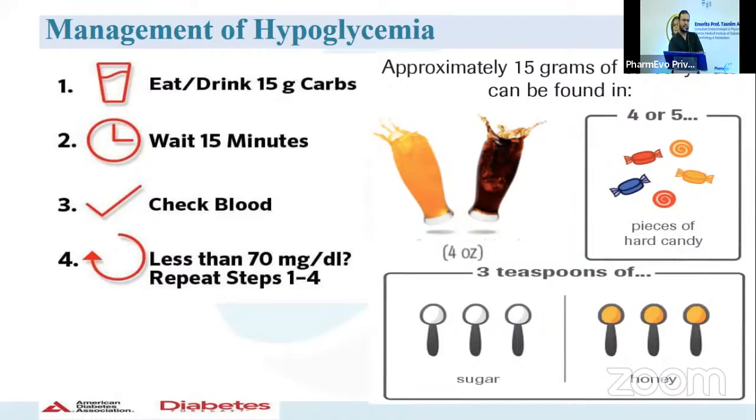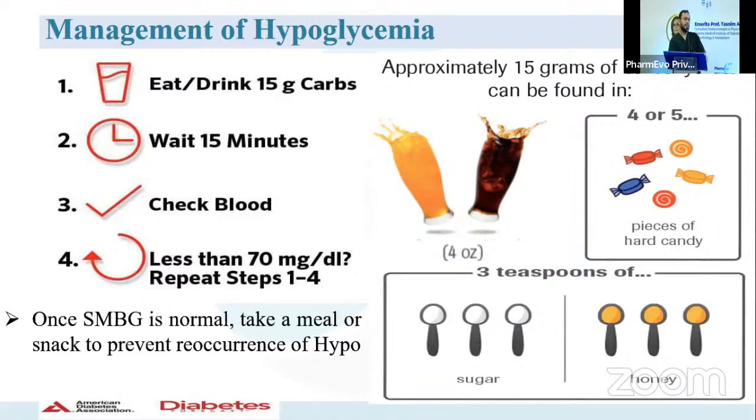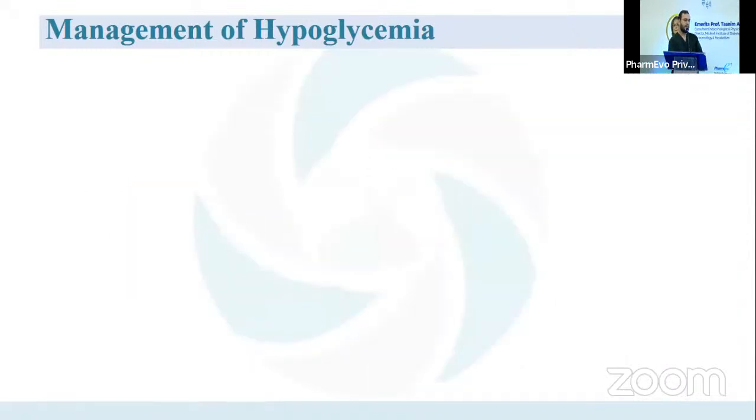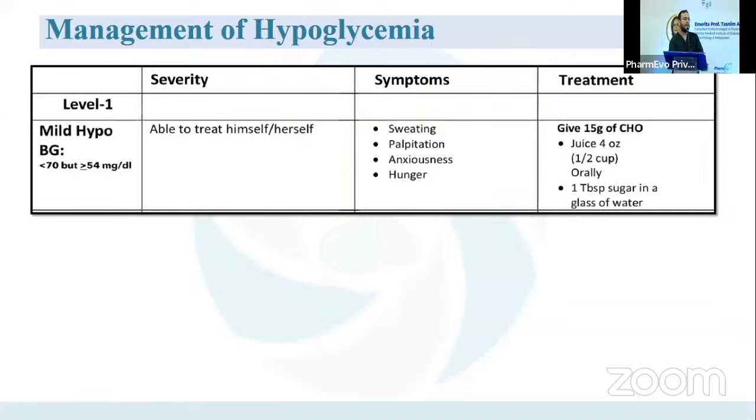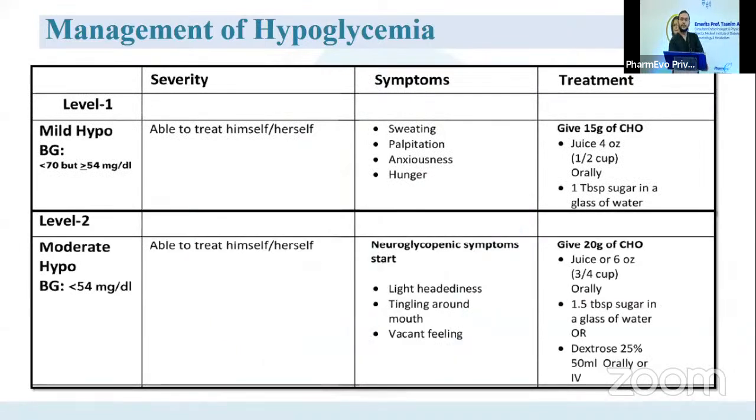So hypoglycemia is divided into 3 different levels according to severity. We have talked about mild hypoglycemia. So moderate hypoglycemia is when blood sugars are less than 54 and more than 45. In that condition, people may be able to help themselves, and it is at this point that neuroglycopenic symptoms start to develop, like lightheadedness, tingling around the mouth, feeling vacant.